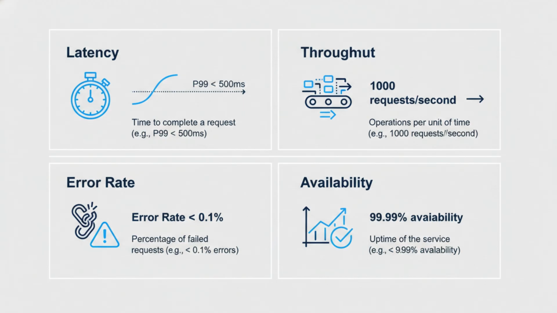The third category is error rate, which measures the percentage of requests that result in an error. This includes HTTP 500 errors, application-level exceptions, or failed database transactions. An SLI here might target an error rate below 0.1%. Lastly, availability refers to the proportion of time a service is operational and capable of responding to requests. This is often expressed in nines, like 99.9% or 99.99% uptime. Each of these categories provides a distinct lens through which to evaluate a microservice's performance, and together they offer a comprehensive view of its health and reliability.